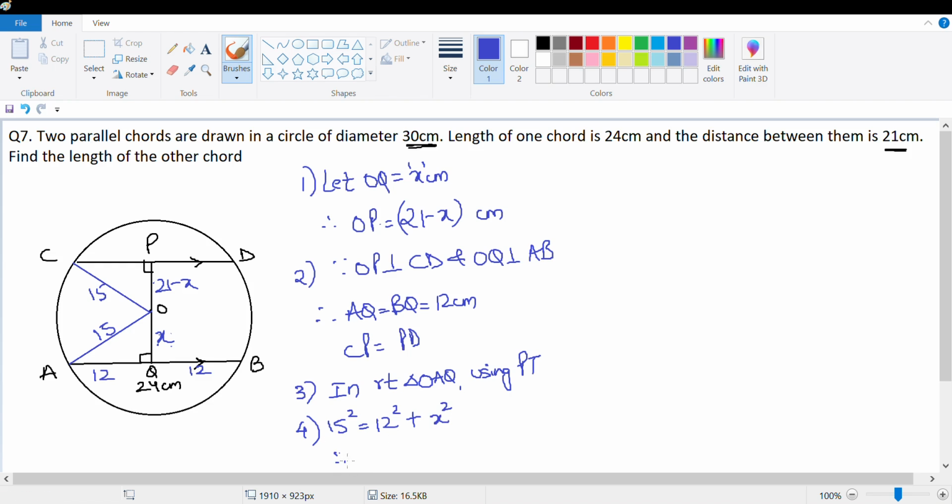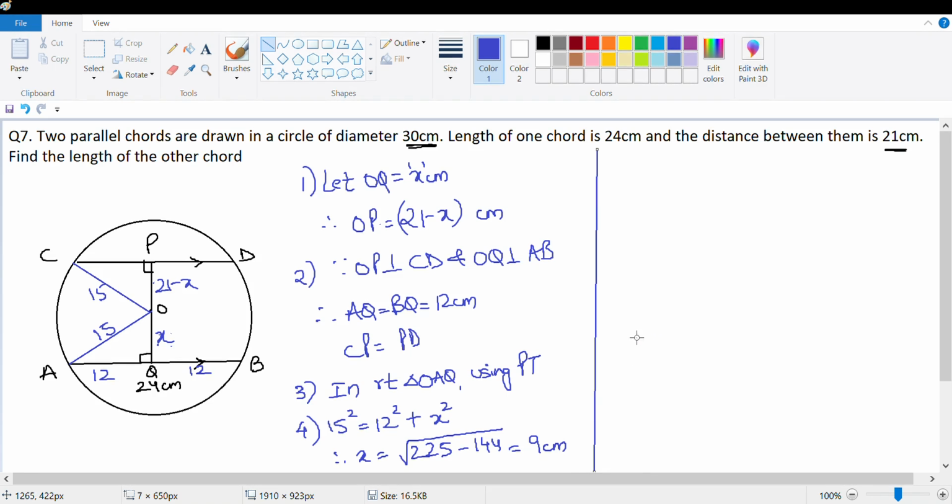So X square would be equal to 15 square minus 12 square. That's 225 minus 144, which is equal to 81. The square root of which is 9 centimeter. This again is a Pythagorean triplet, 9, 12 and 15. It is nothing but the 3, 4, 5 Pythagorean triplet. So I have got the value of X as 9 centimeter, which means OQ is 9, which means OP is 21 minus 9, that's 12 centimeter.